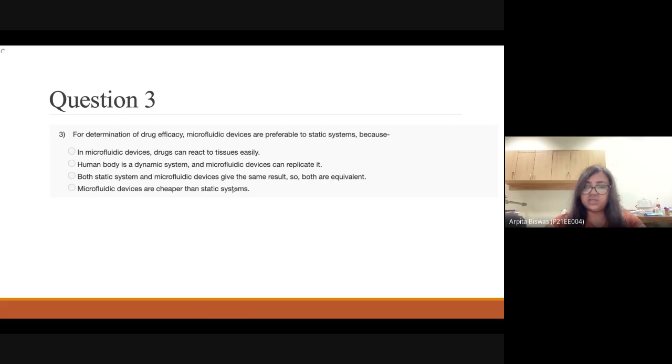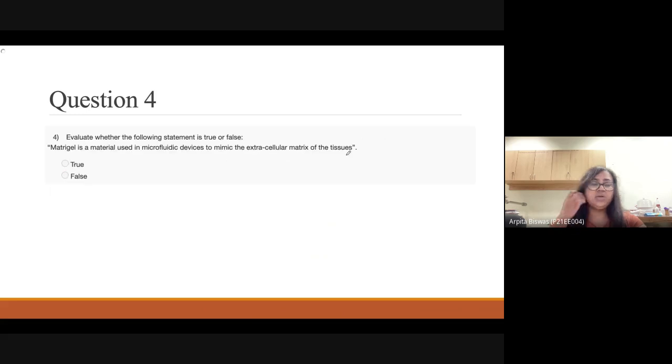So the correct answer is option B. The human body is a dynamic system and microfluidic devices can replicate it. So the right answer is option B. Next, moving on to question number 4.